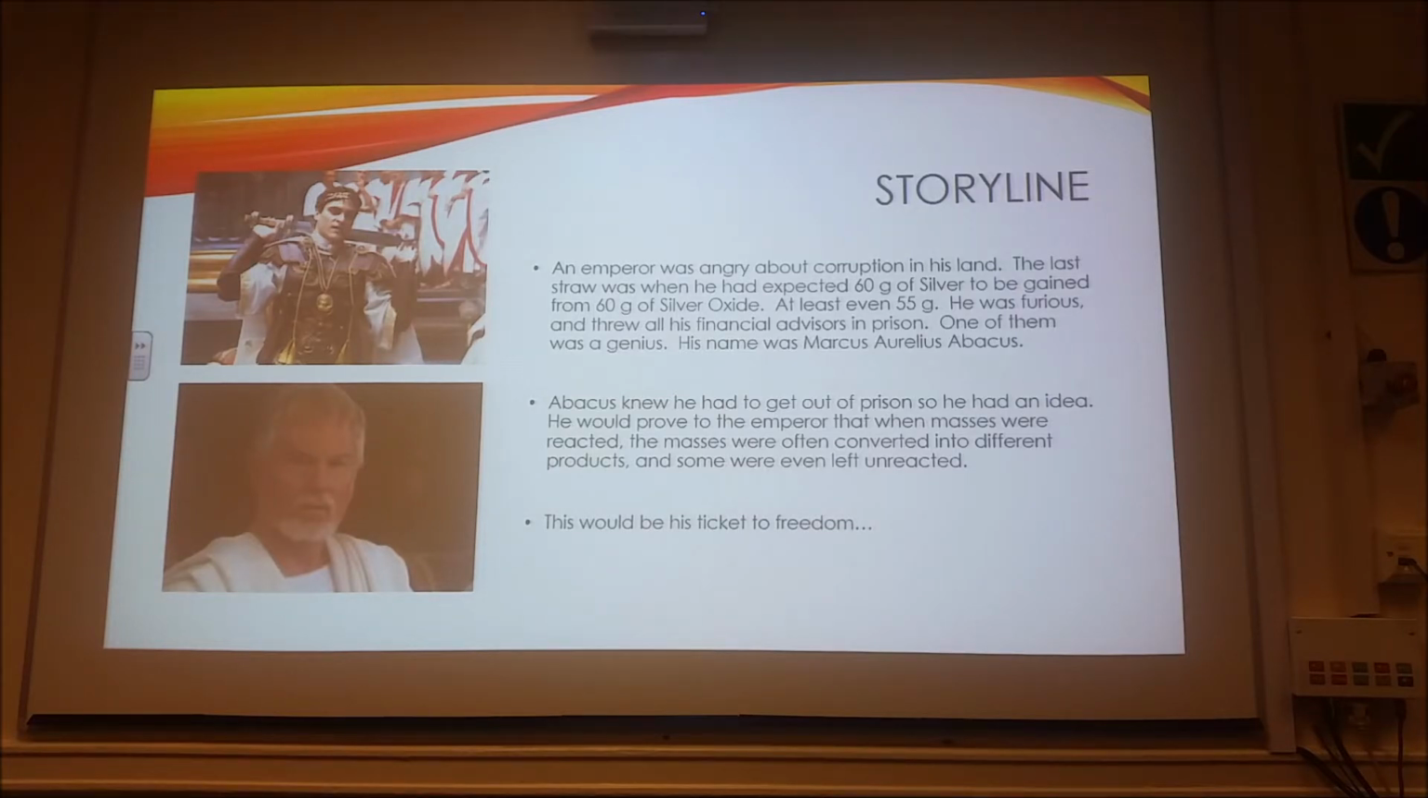One of them was a genius. His name was Marcus Aurelius Abacus. Abacus knew he had to get out of prison, so he had an idea. He would prove to the emperor that when masses were reacted, the masses were often converted into different products, and some were even left unreacted. This would be his ticket to freedom.